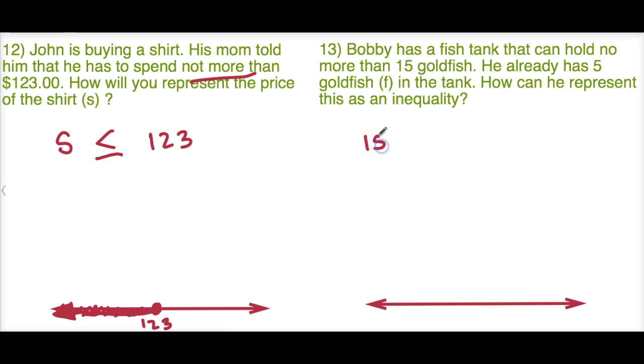So if he has 15 and he can't have more than that, that means that the right-hand side has to be less than this. No, I apologize. Let me fix that. I mean, I said it right, I just wrote it wrong. So this side has to be less than or equal to 15. And he has 5 in there, and he's going to get some more, I believe. So it's 5 plus f.